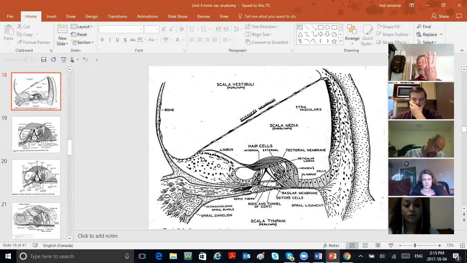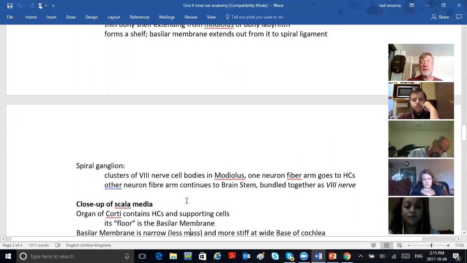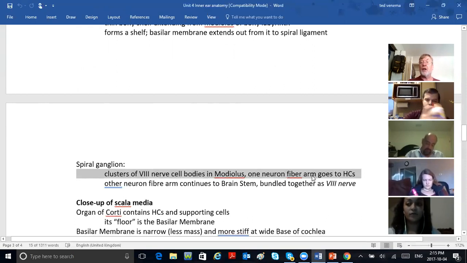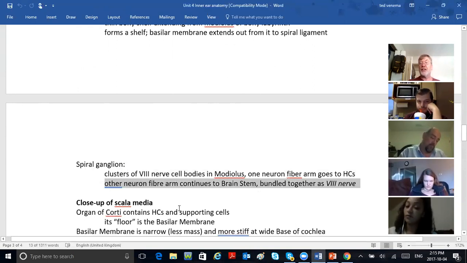See, there are 3 spirals in the cochlea: spiral ligament, spiral lamina, and spiral ganglia. 3 spirals to remember. Lots of anatomy takes place here, I'm telling you. Spiral ganglia are the clusters of 8th nerve cell bodies in the modiolus. One neuron fiber arm goes to the hair cells. The other neuron fiber arm continues to the brainstem, bundled together as the 8th nerve.